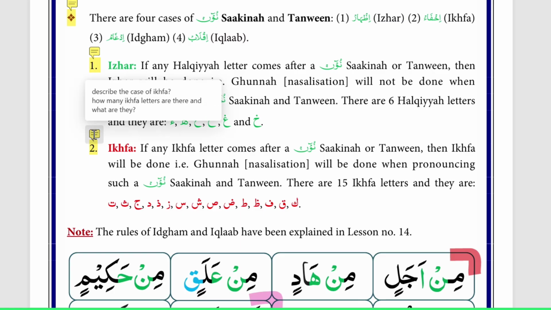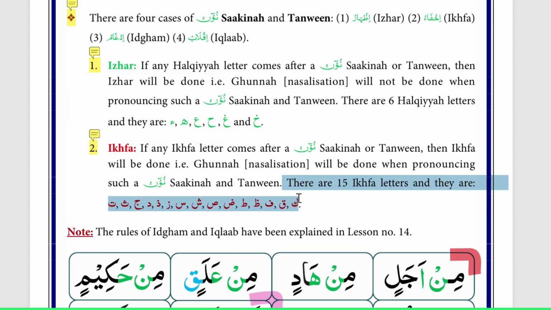Next point is describe the case of ikhfa and how many ikhfa letters are there and what are they. First of all, we should know what are ikhfa letters and how many there are. There are 15 ikhfa letters and they are ta, sa, jim, dal, zal, za, sin, shin, sod, dod, ta, za, fa, qaf and kaf. These are the ikhfa letters. If any ikhfa letter comes after a noon sakina, or after tanween, then ikhfa will be done. Ikhfa will be done means gunna will be done while pronouncing such a noon sakina and tanween.